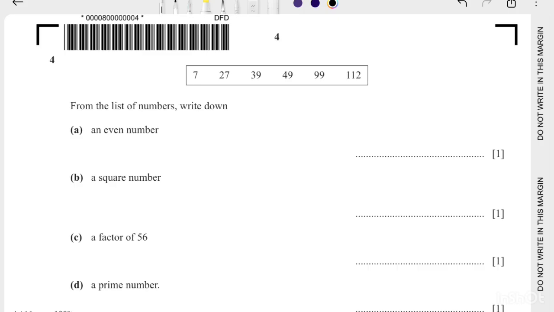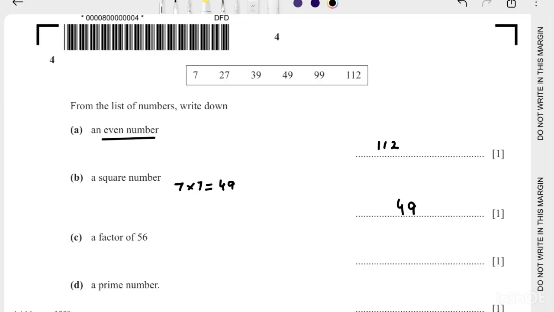Question number 4. From the list of numbers, write down an even number. So an even number is 112. It's very simple. If the last number is divisible by 2, that is called an even number. A square number: if you multiply a number by itself, you get a square number. So if I multiply 7 by 7, I get 49. So 49 is a square number.